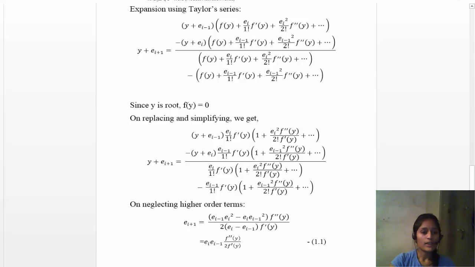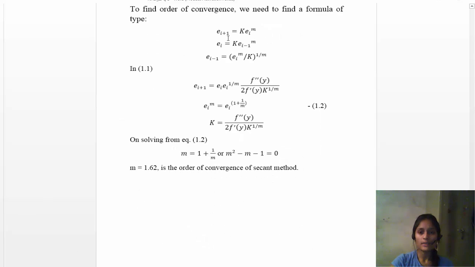Finally, to find the order of convergence, we need some equation. For any error term, we can calculate it with the help of this equation, that is the previous error raised to the power m into some constant. Same for e i, the current error term. From this equation I can get some value like this. For previous error I can represent it in terms of the current error like this.